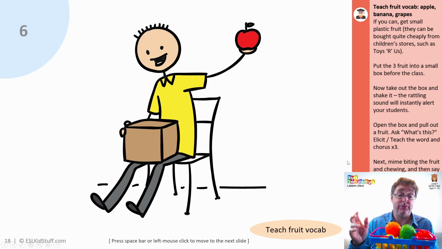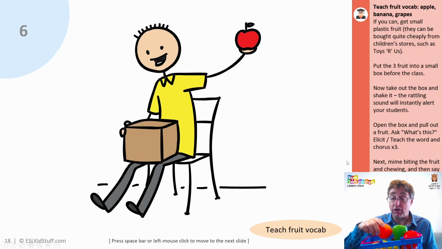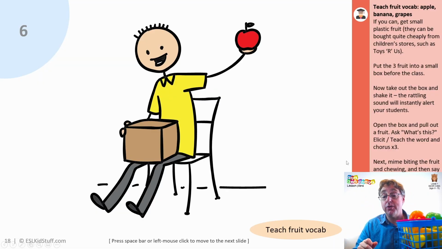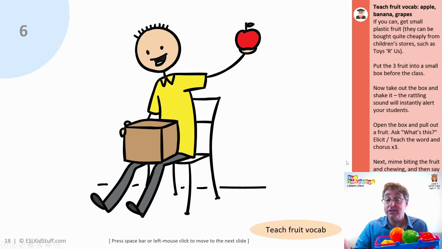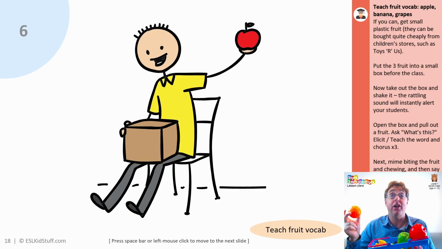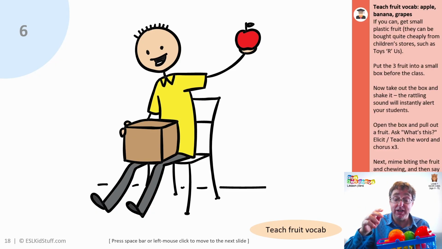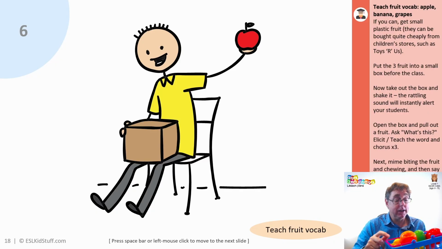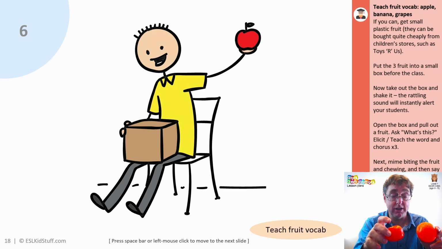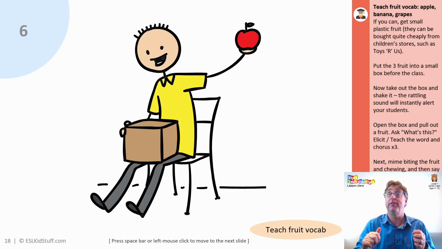For example, it can be used for teaching the colors: green, orange, yellow, and so on. Teaching likes and dislikes. I like apples, but I don't like oranges. It can be used to teach counting. You can count the different fruit: 1, 2, 3, 4, 5, and even big and small. For example, here I've got a big orange and a small orange. So it's a very useful resource to have.